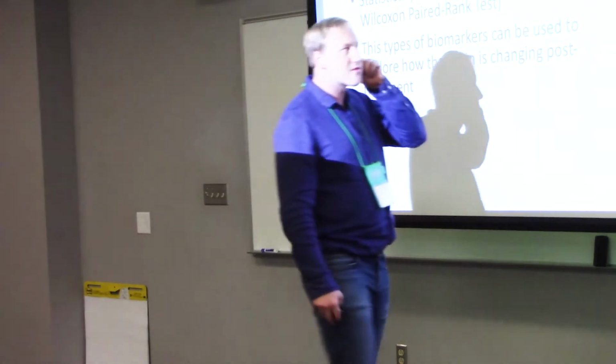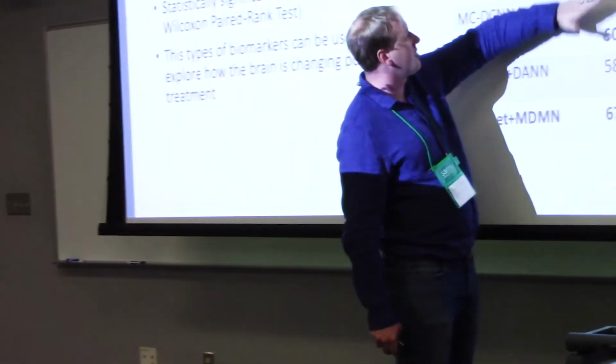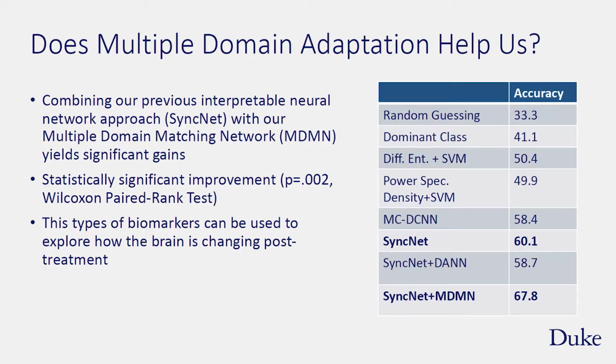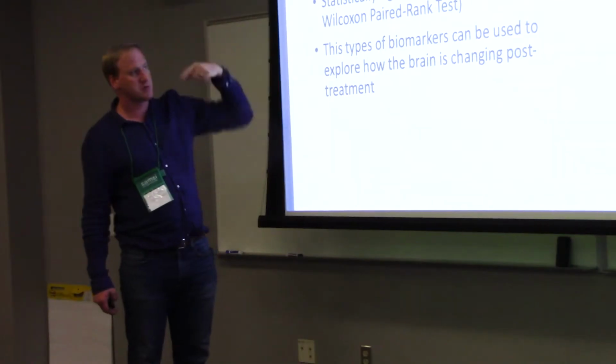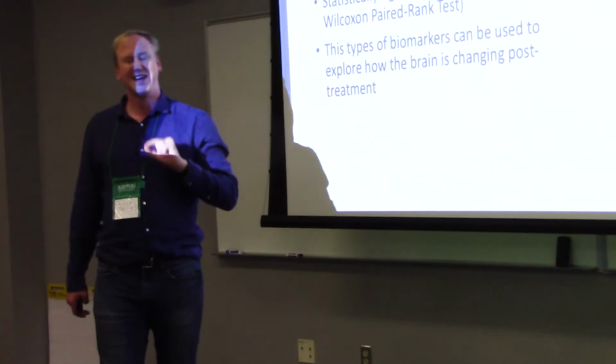And so we're really excited about this because this is really where we started. The first thing we did for them was this, and they were like, oh, this is great, there's information in there. And then we went from that to 60, and we're now at 68% accuracy. And I will say, we're pretty confident that it is improving. We did a Wilcoxon paired rank test, which is p equals 0.002.